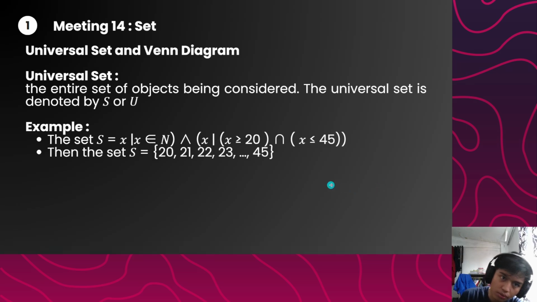And then we have the universal set and Venn diagram. The universal set is the entire set of objects being considered. The universal set is denoted by S or U. For example, the set S = {x ∈ N | x > 20 and x < 45}. Then the set S is 20, 21, 22, 23, and so on up to 45.